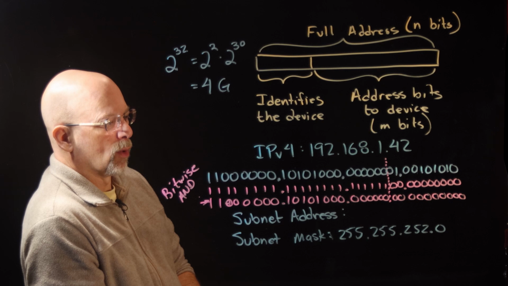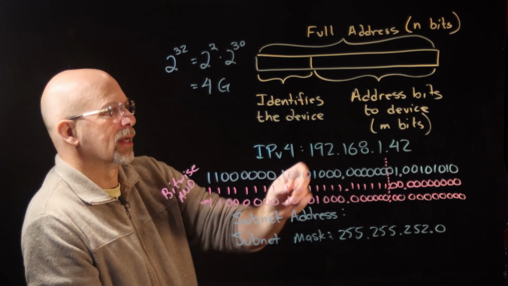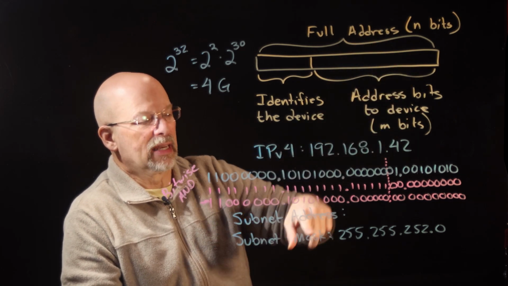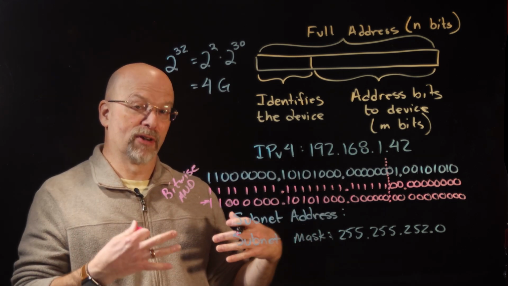And so whenever you do a bitwise AND of the IPv4 address with the subnet mask, the one that corresponds to this network, you strip out all of the lower bits. You strip out all of the address bits that refer to an address within the subnet. And you just get this pattern of ones and zeros, which identifies the subnet.